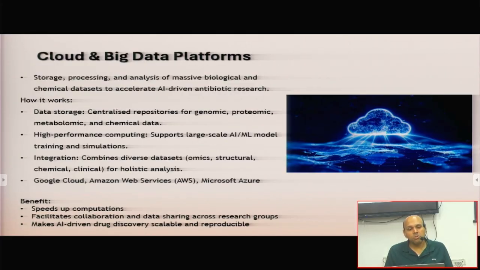But other than that, you need the high performance clusters that are screening these data sets, and integration. So combines diverse data sets for holistic analysis. And I've already told you the examples of what systems are available. So speeds up computations, facilitates collaboration and data sharing across research groups. You can be working here, I can be working there, and we can be working together on the things as well. Makes AI driven discovery scalable and reproducible. So that is what happens.